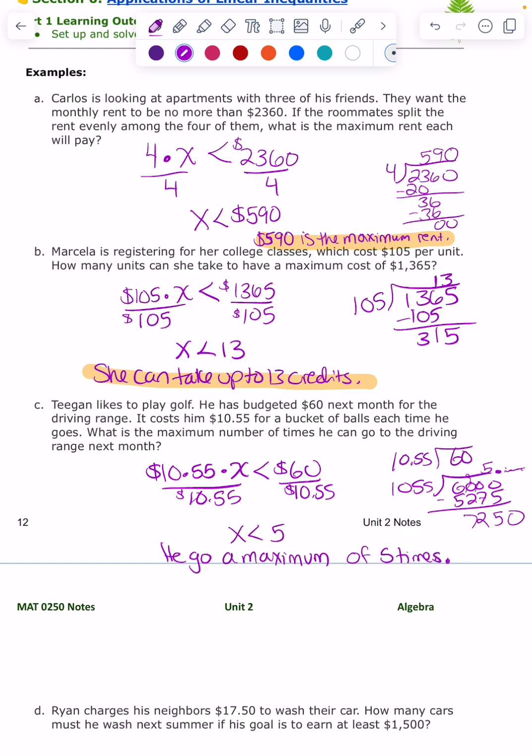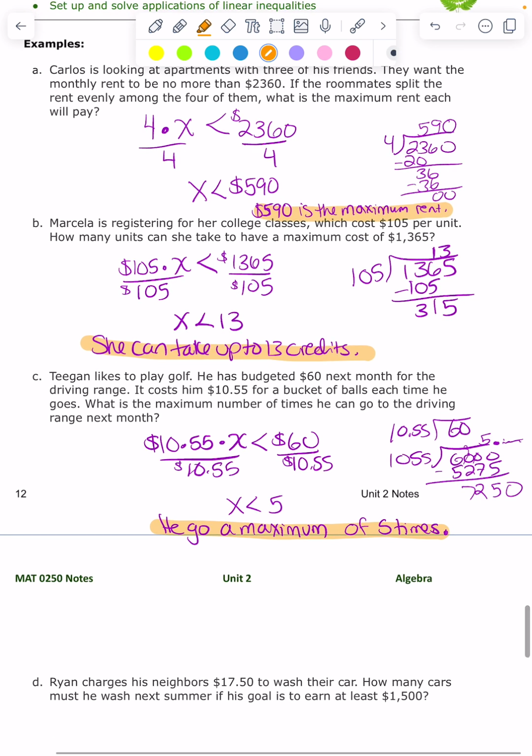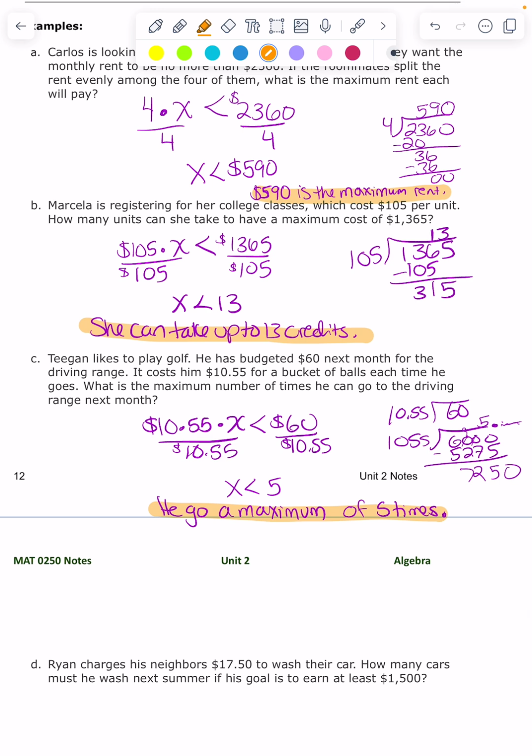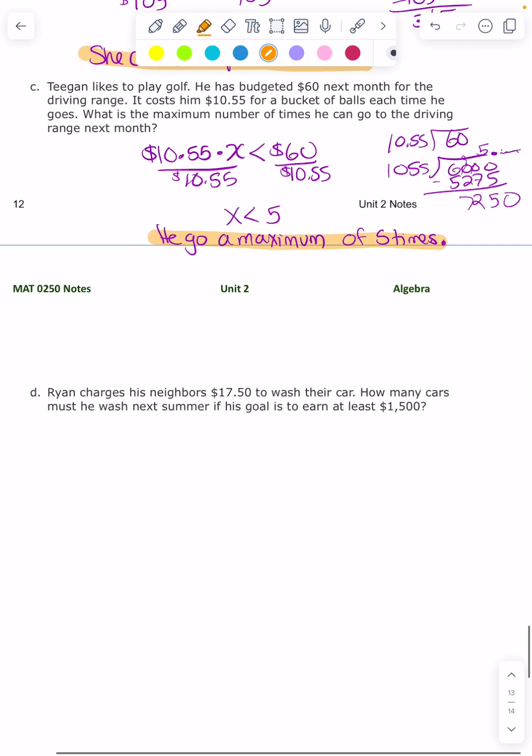Like if he goes a 6th time, 6 times 10.55 is $63.30. That's over his budget. So when you're doing that division, you can just find the whole number if it's supposed to be the maximum, because it doesn't matter what comes after that. It doesn't make sense to go to the golf course 5.2 times. You know what I mean? Okay, I hope so.